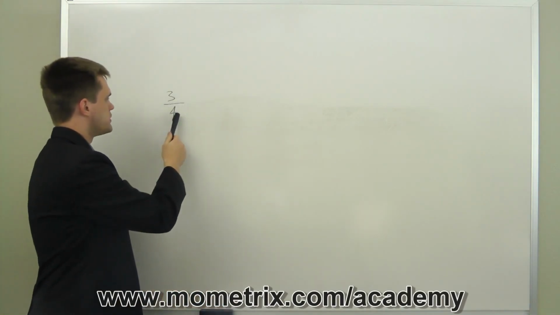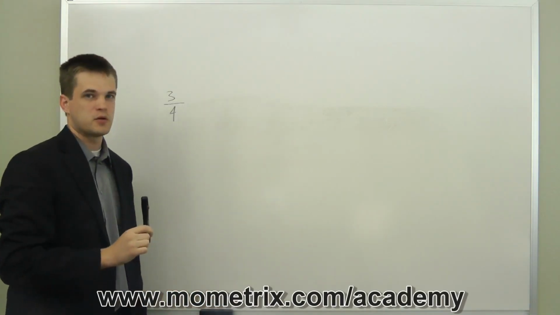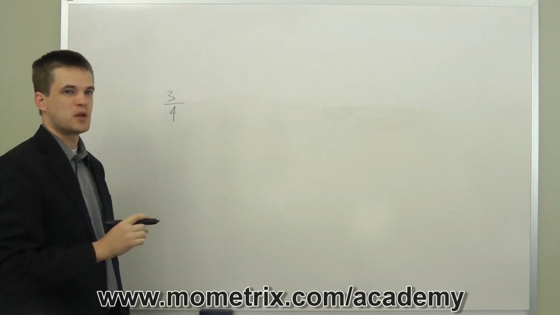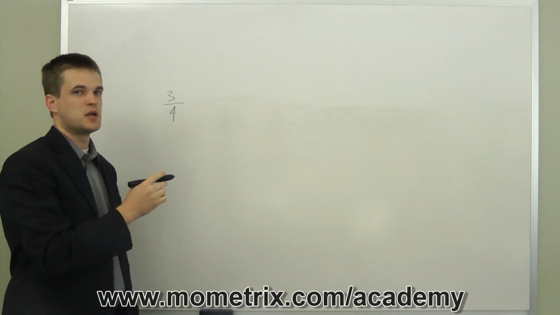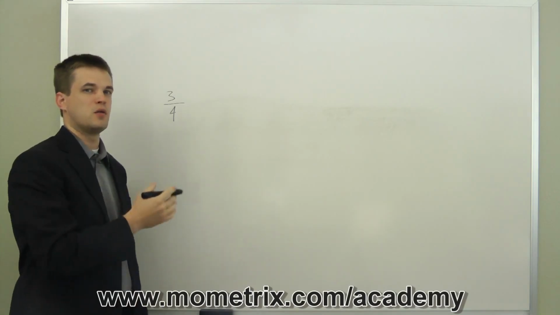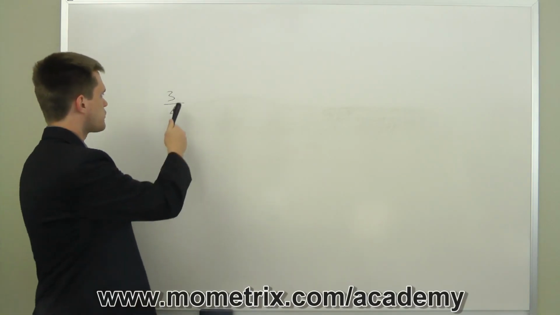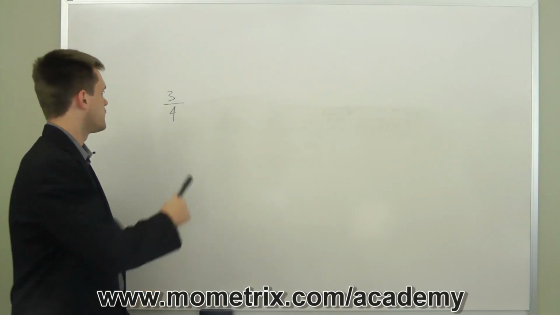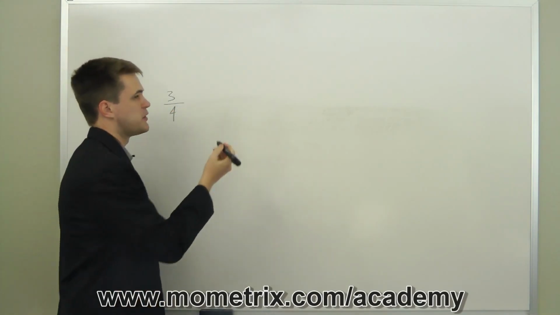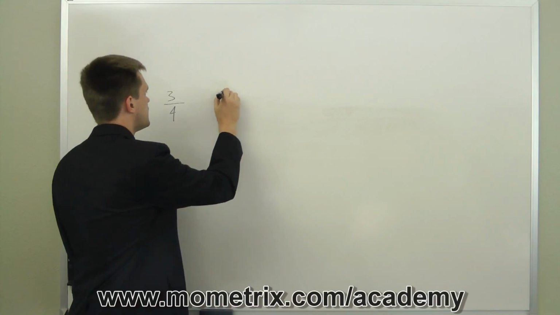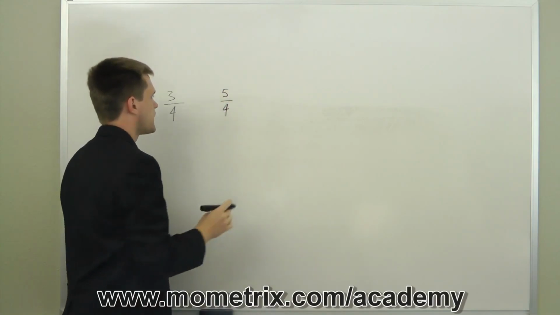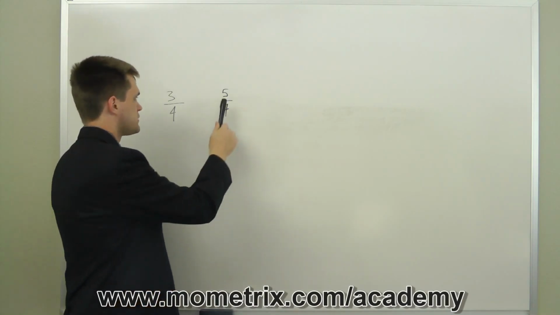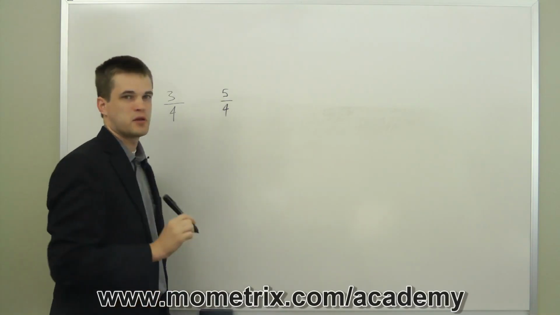When a numerator is smaller than a denominator, we have what's called a proper fraction, because the value of the fraction is between 0 and 1. So 3/4 is a good example of a proper fraction. If the numerator is larger than the denominator, for instance, if we have 5/4, this is what's called an improper fraction, because its value is greater than 1.